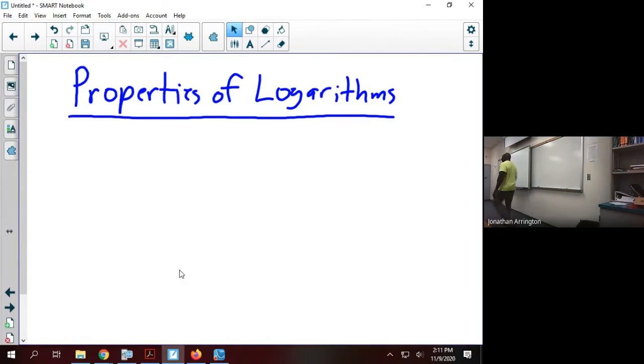All right, little people, today we're going to be going over properties of... oh, exponents. I'm sorry, I said properties of exponents. I mean properties of logarithms.